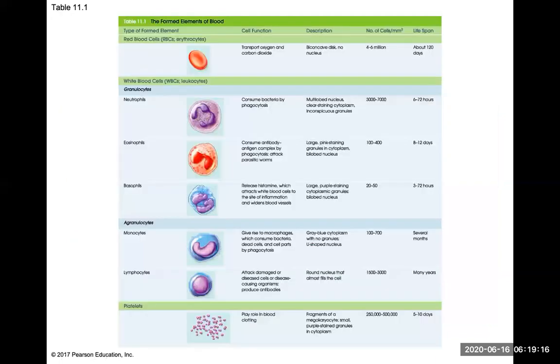So here's a look at the formed elements of blood, the red blood cell, the 5 different types of leukocytes, or white blood cells, and then platelets, the number of them in your body, then their average lifespan.